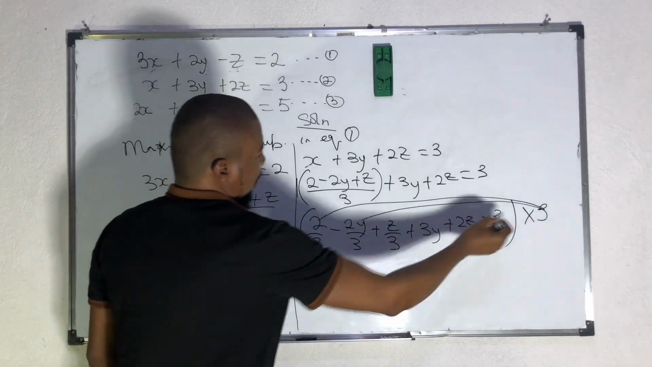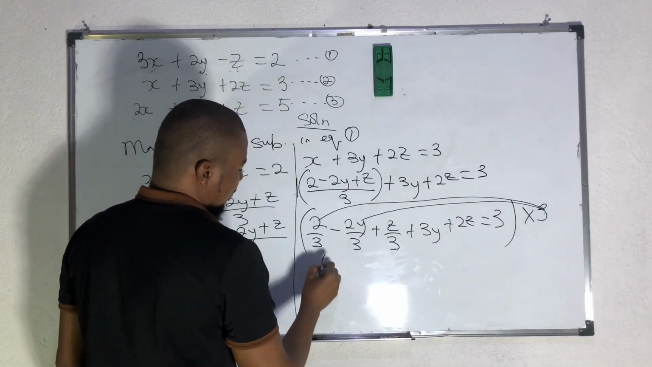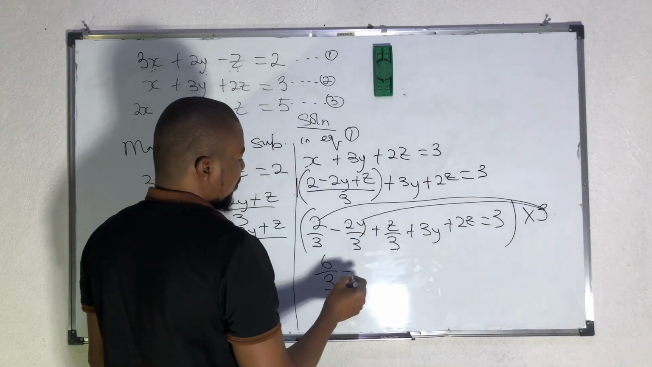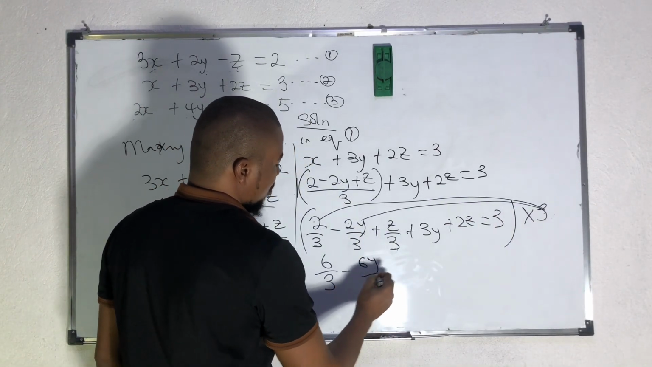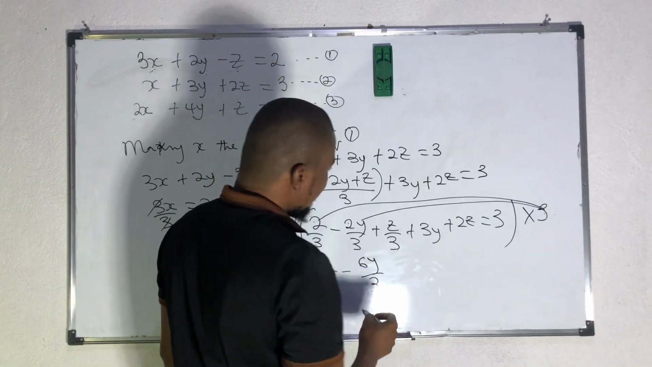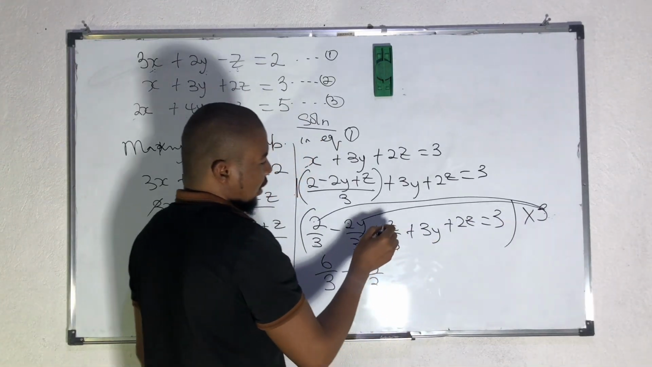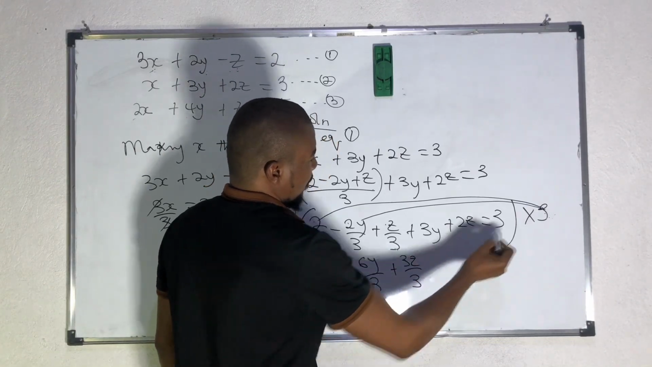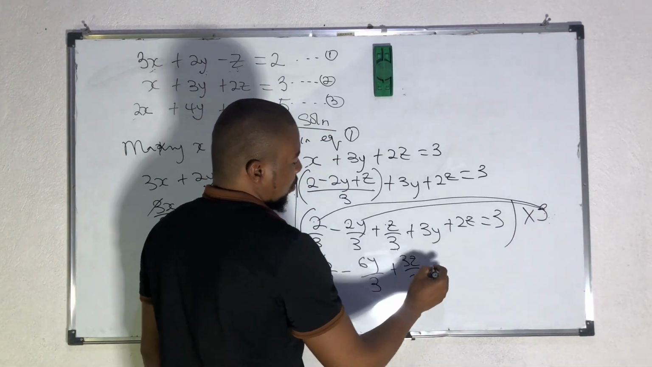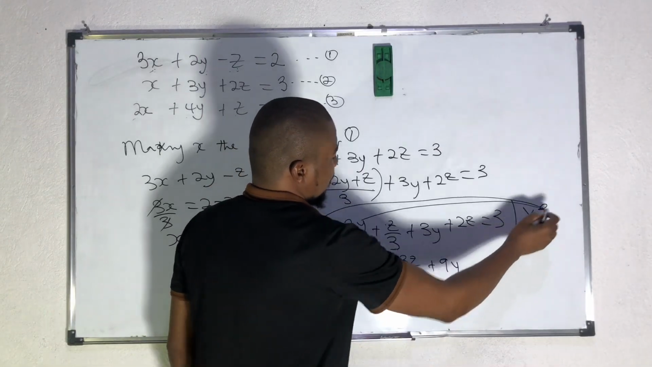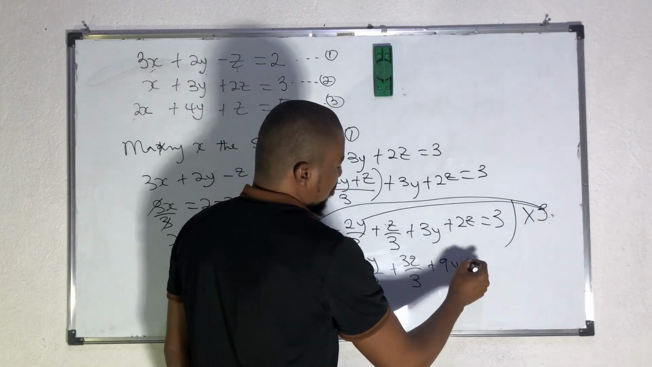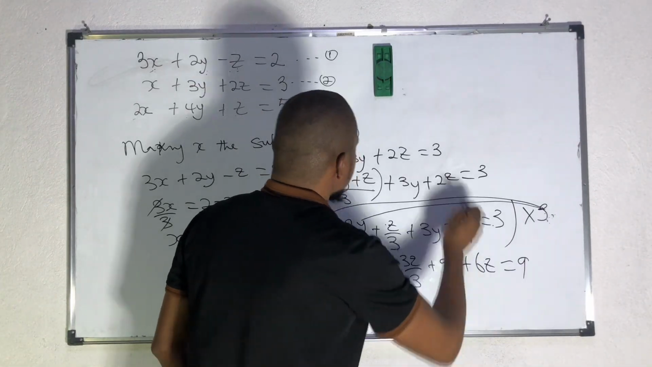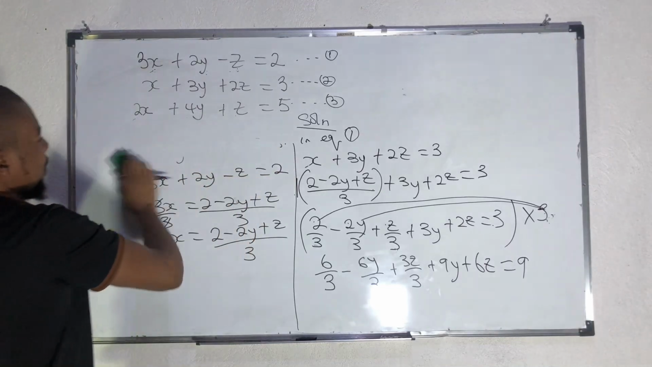Now let's do that. 3 times 2 will give us a 6 over 3 minus 3 times 2y will give you 6y over 3. Next up, 3 times z will give you plus 3z over 3. 3 times 3y will give you plus 9y. 3 times 2z will give you plus 6z. 3 times 3 will give you a 9. I'm going to bring it up here.